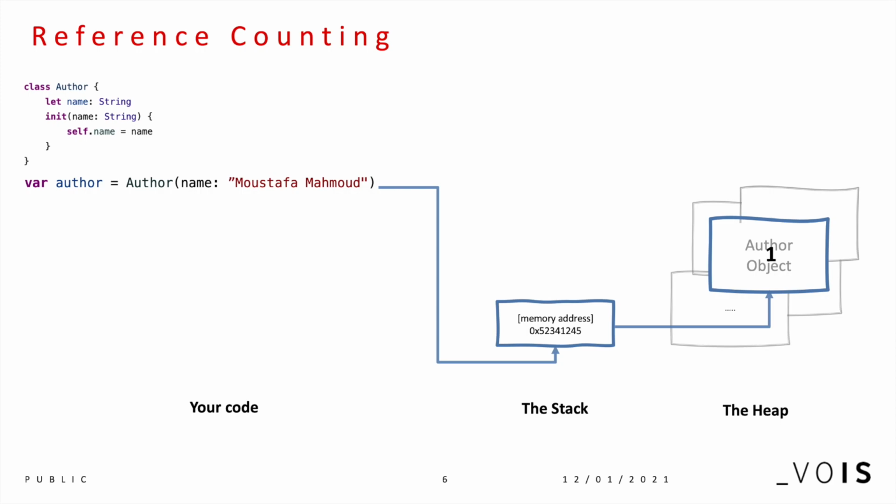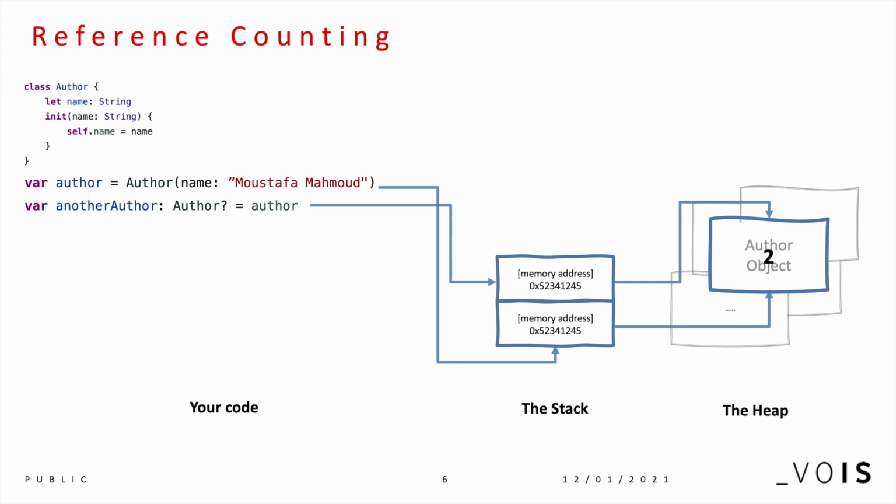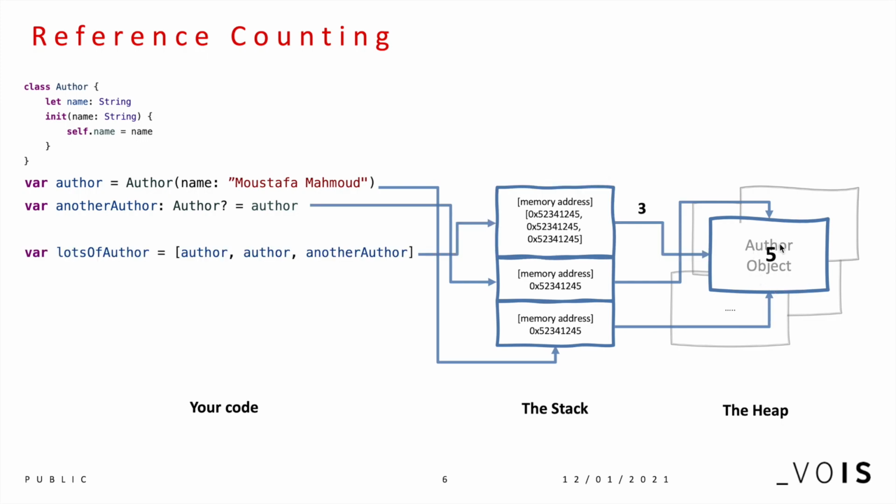Now, creating another author for the same author instance increments the reference count to 2. Creating lots of author arrays for the same author instance increments it to 5.